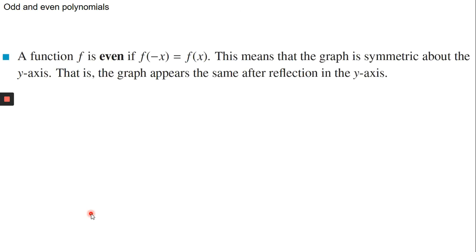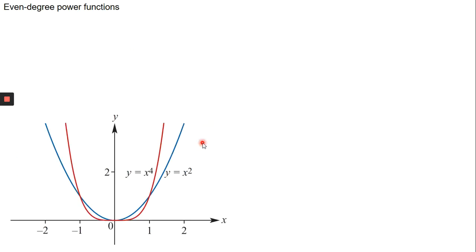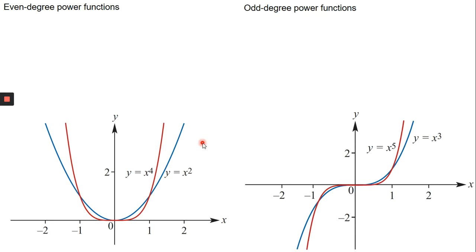Odd and even polynomials, so these are just stuff you've got to remember, so make sure you write these down. A function is even if f of minus x equals f of x, and it's odd if f of minus x equals minus f of x. Okay, so these two bits here are the same. These ones are different. So even, positive, odd, negative. So here's some even ones, so obviously 2 and 4. Here's some odd ones, 3 and 5.